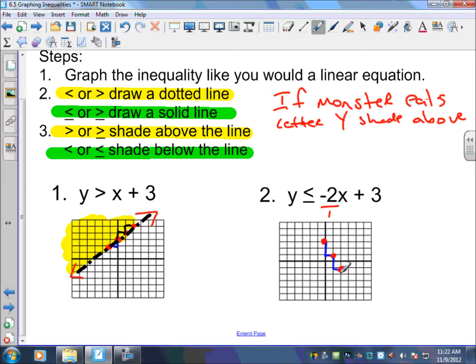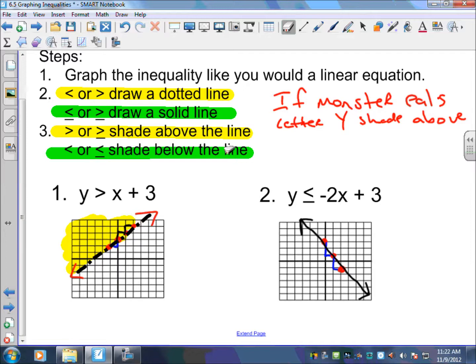Put my other dot. Now, when I connect these dots, am I going to use a solid line or a dotted line? Yeah, there's a line underneath this inequality, so I'm going to use a solid line. That's kind of easy to remember. Line underneath the inequality, draw a line. No line underneath, draw a dotted line. Now, all I need to do now is shade.